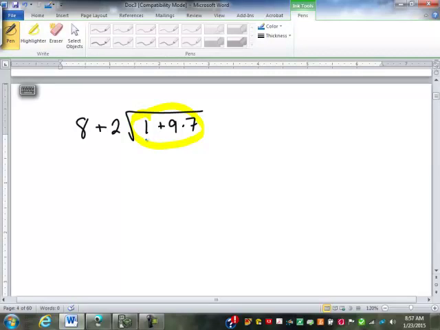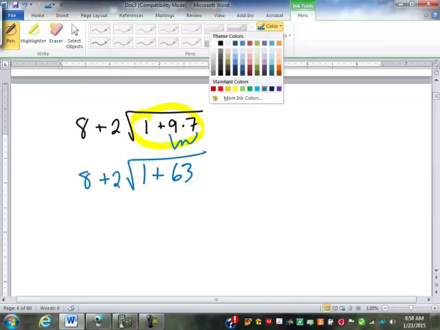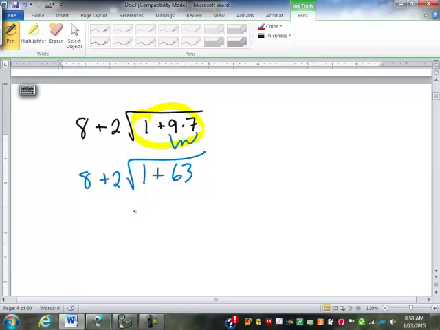So inside there, do we have any other enclosing symbols? No. Exponents? No. Multiplication or division? Yes, we do. 9 times 7 makes 63. And now all that's left inside there is the 1 plus 63, which makes 64.